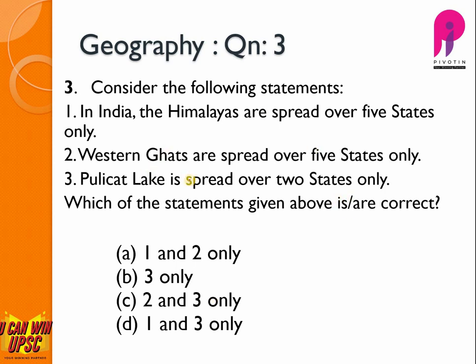Consider the following statements. In India, the Himalayas are spread over 5 states only. No, this is wrong. From Jammu and Kashmir to Northeast, there are so many states. Western Ghats are spread over 5 states only. No, again this is wrong. Western Ghats are spread over 6 states actually. Pulicat Lake is spread over 2 states only. Yes, this is correct. So the answer to this question is B, 3 only.